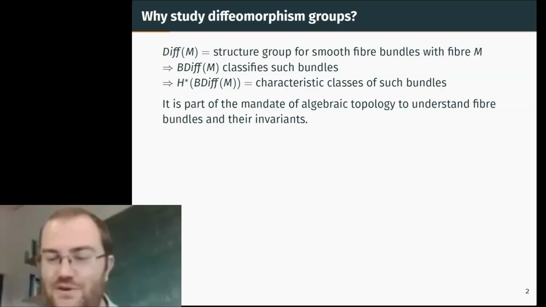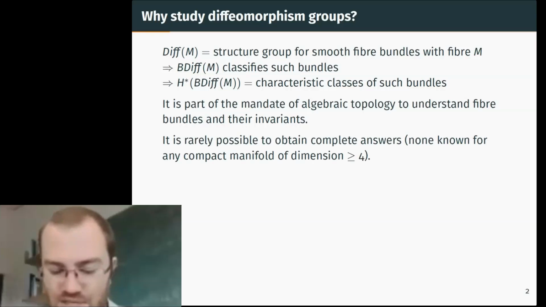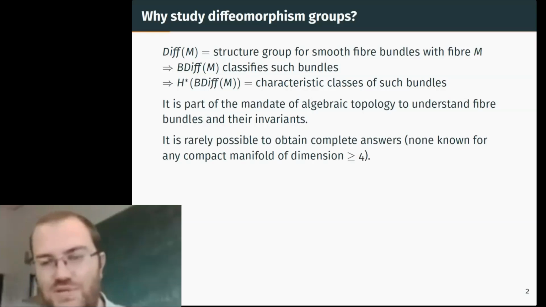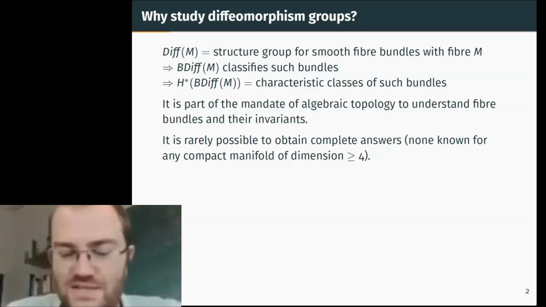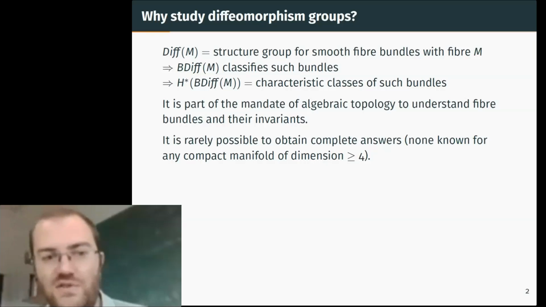And so it's somehow something that one ought to understand. But it's very rarely possible to get a complete answer. In fact, there's no manifold of dimension bigger than 3 for which we have a complete answer for the cohomology of this diffeomorphism group. There's no manifold. And sometimes, even when you can get an answer, sometimes it's very surprising.